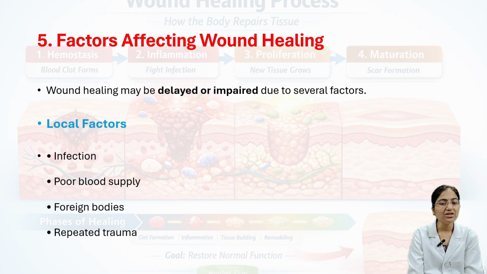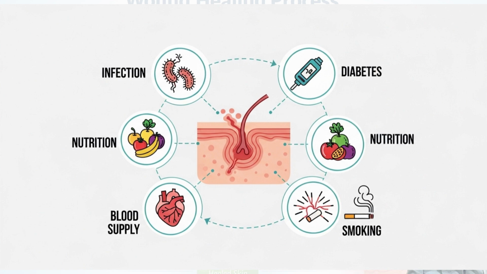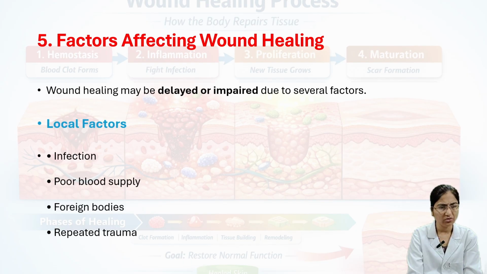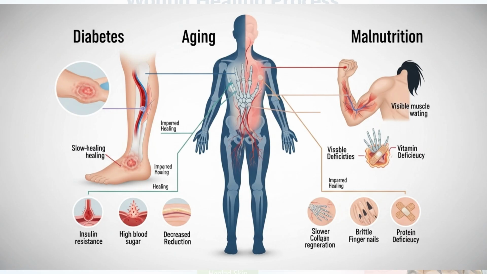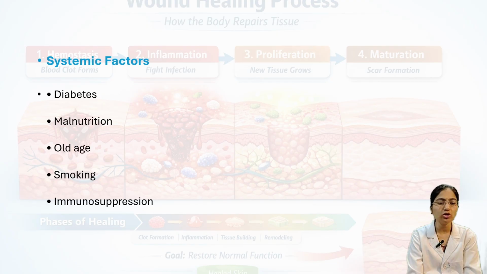Next, we'll see factors affecting wound healing. Wound healing may be delayed or impaired due to several factors. We'll see local factors first. Local factors are due to infection, due to poor blood supply, and then some foreign bodies, and then repeated trauma. These are the local factors. And then systemic factors like diabetes, malnutrition, old age, smoking, and then also immunosuppression, that is low immunity.